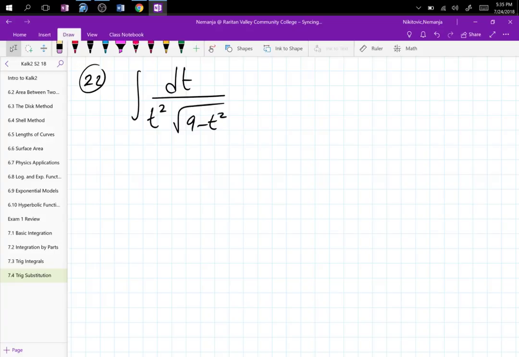This would be a good time for you to collaborate with your colleagues, right? And try to come up with the answer for this. Your x's are now t's, so you will find the t equation and then dt and then the square root and then plug everything in. Let's see how far you can get.